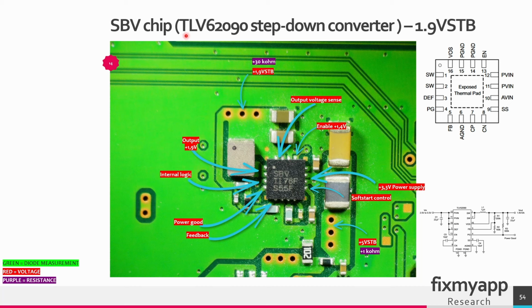This chip is also known as a TLV62090. It's a step down converter, so it will step down the 3.3 volts back to 1.9 volt. This is the pinout and this is an example circuit.